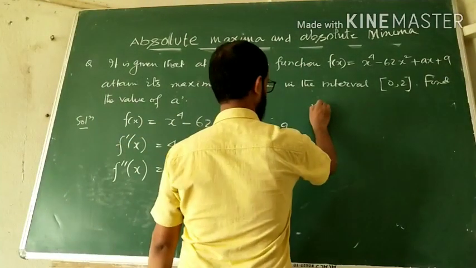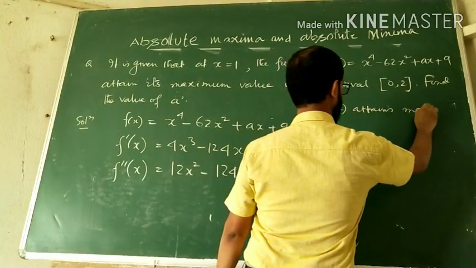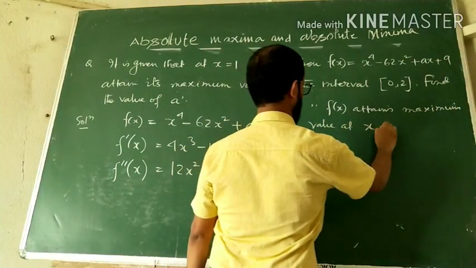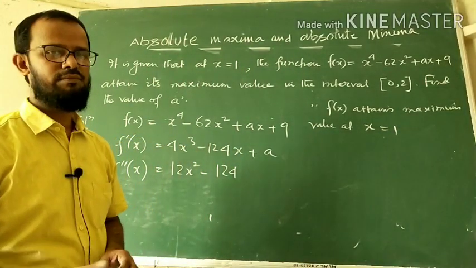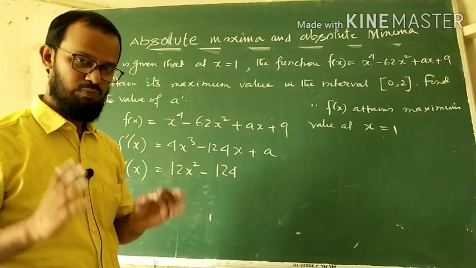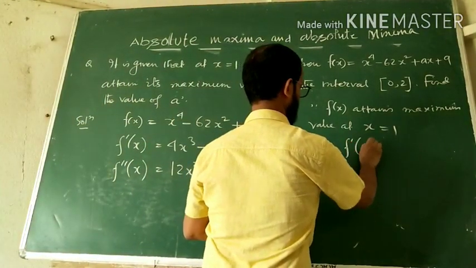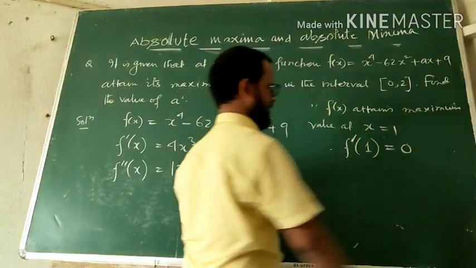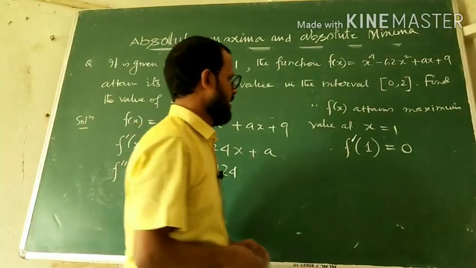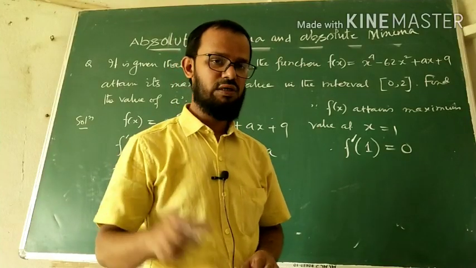Since f(x) attains maximum value at x equal to 1, at x equal to 1 the function attains maximum value. At the point where maximum or minimum value is attained, the value of f dash x will be 0. Therefore f dash 1 equal to 0. Why? Because at that particular point the tangent is parallel to the x axis, and the necessary condition for maxima and minima at a particular point is that f dash x at that point is equal to 0.